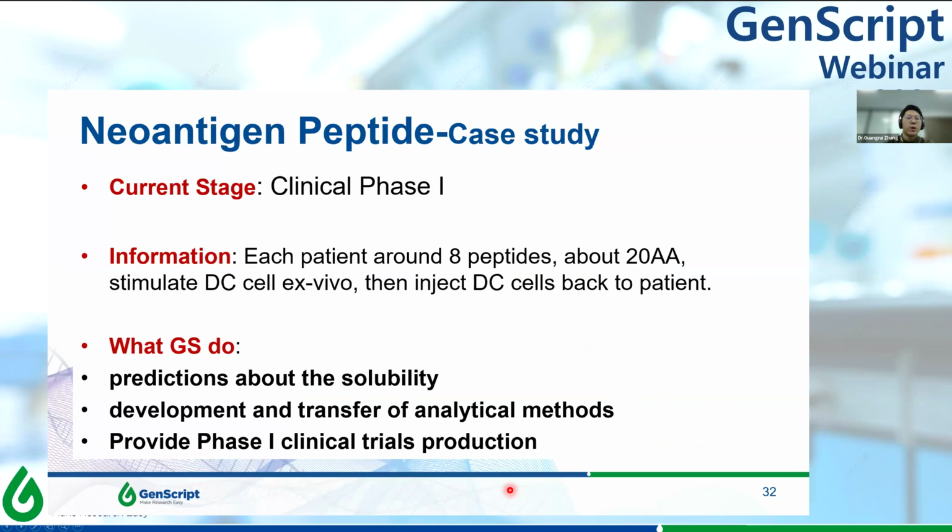And I also give a case study here. One of our clients in clinical phase 1 has around 8 peptides per patient, about 20 amino acids each. It stimulates DC cells ex vivo and then the DC cells are injected back into the patients. What we do first is predict the stability, and we have a lot of communication before we synthesize the peptides. We ask them to change some amino acids to increase the solubility of the peptide.